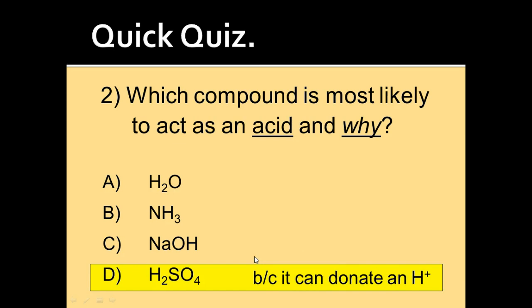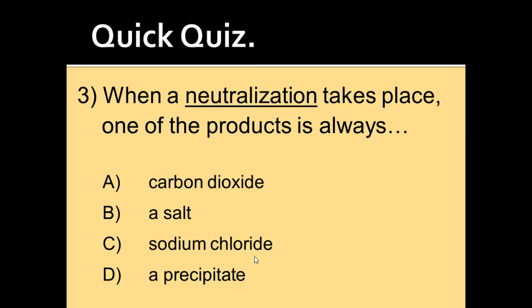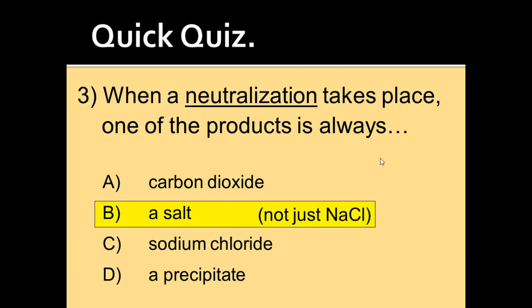So it was H2SO4. And so when a neutralization takes place, one of the products is always carbon dioxide, a salt, sodium chloride, or a precipitate. And remember, when we have a neutralization reaction, the acid gives a hydrogen or proton to the base, and it forms water. And think of the ocean, a salt. So when we have a neutralization reaction, we always have water and a salt. So always remember water and salt. But in this case, sodium chloride is incorrect because it's not always NaCl. It just forms a salt.